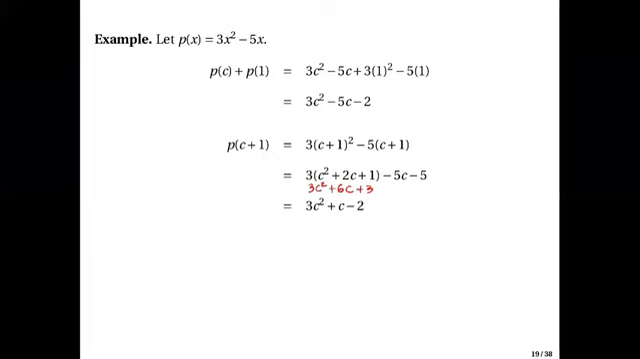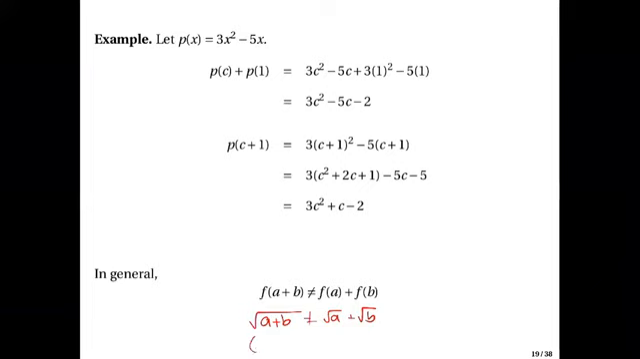The point is, if you have a function, f of a plus b is not always the same as f of a plus f of b. So don't just distribute your function. Remember this, square root of a plus b is not the same as square root of a plus square root of b.